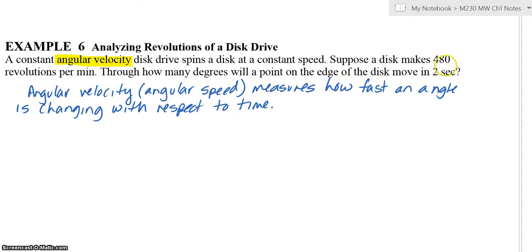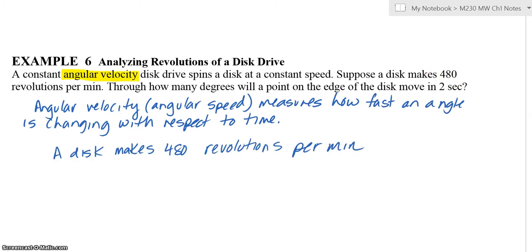Suppose a disk makes 480 revolutions per minute. So what does this mean? That means that each minute you're going to revolve around 480 times. So I'm just going to write it like this, per 1 minute. How many degrees will a point on the edge of the disk move in 2 seconds?